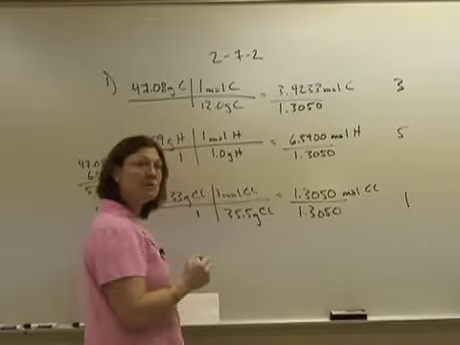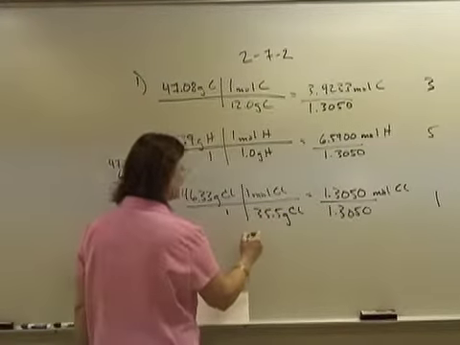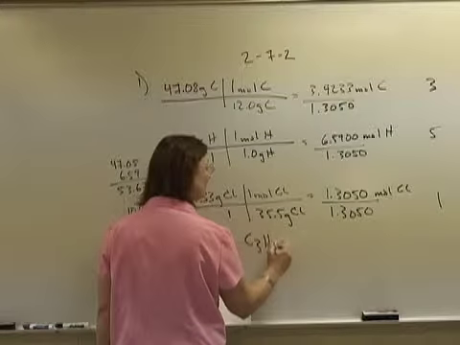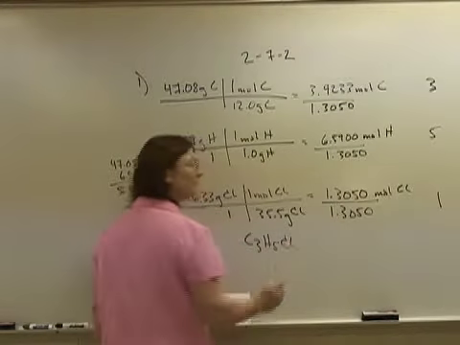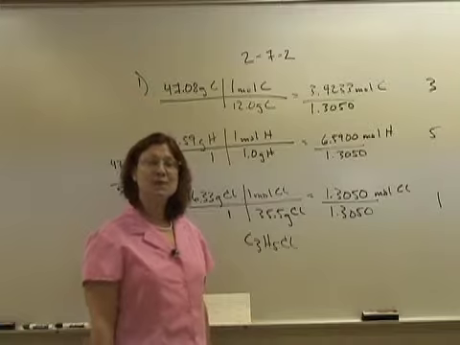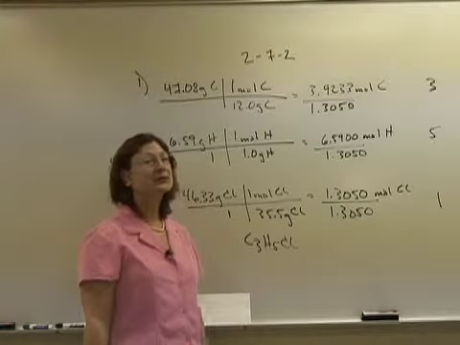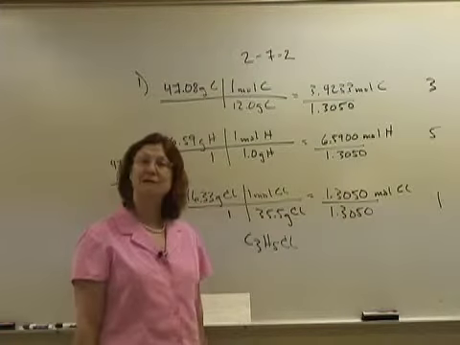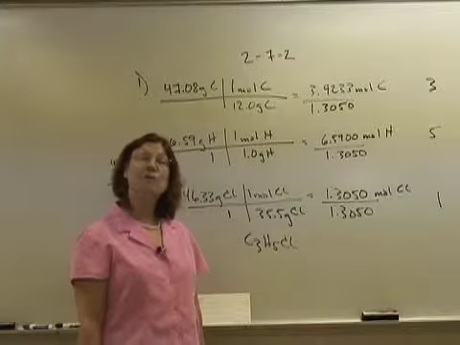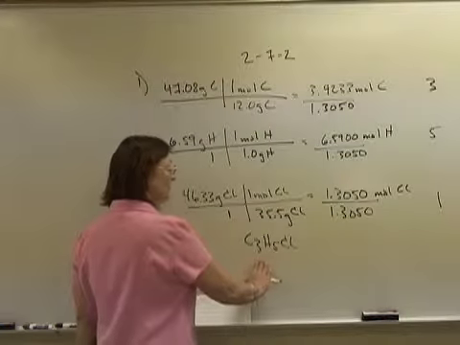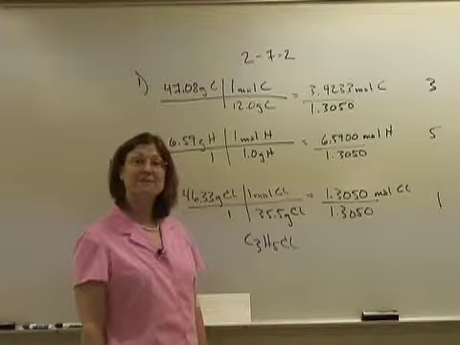Therefore, my empirical formula is C3H5Cl. Now, we don't need to worry about the order of the atoms. You can use the order that it's given in the problem, and that's fine. We're just looking for the correct ratio of those atoms.